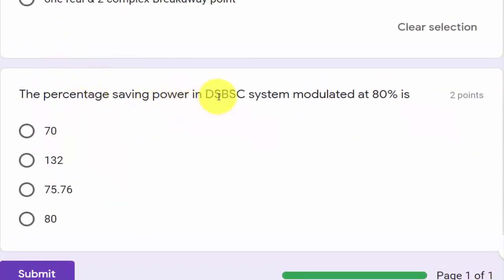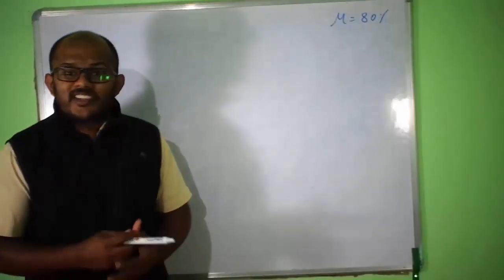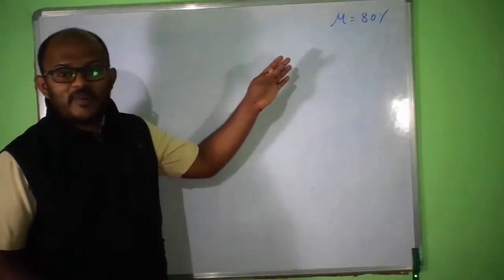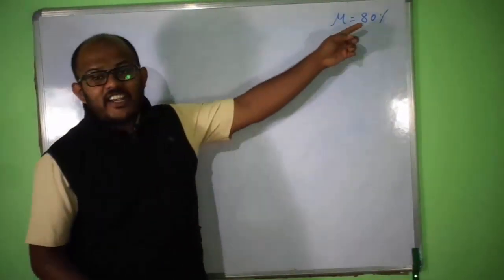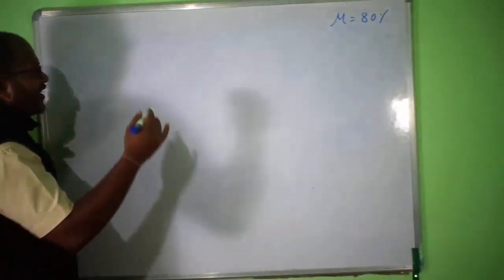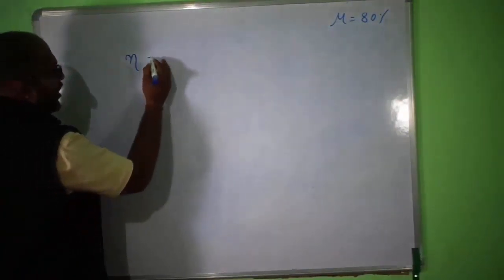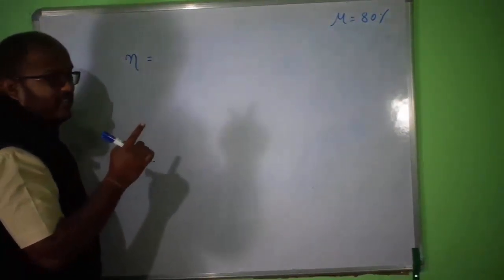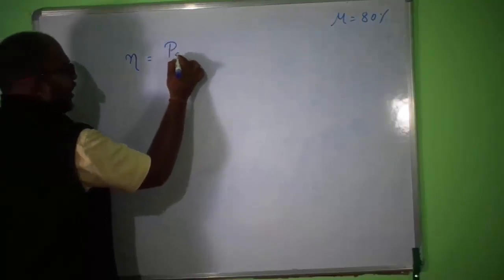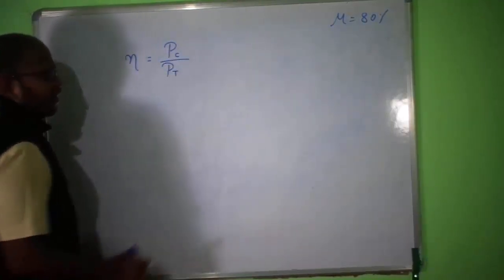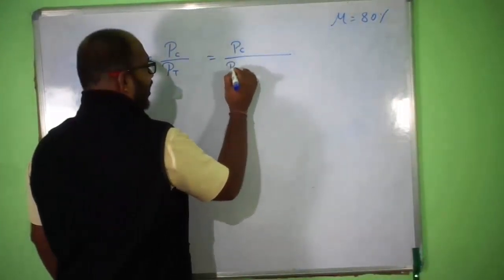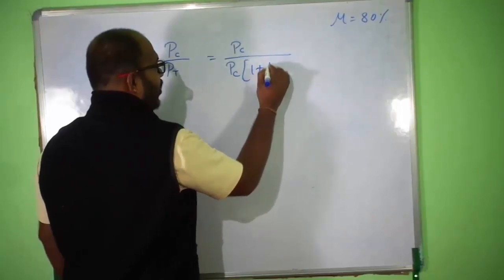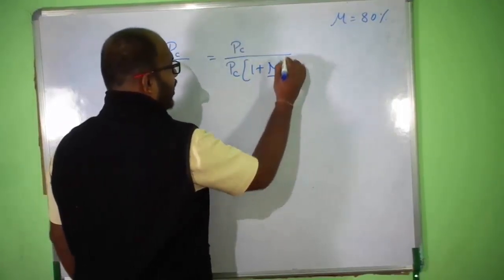The percentage saving power in the case of DSBSC system modulated at 80% is. So in this question what they are asking is, we have to find the percentage saving power in the case of DSBSC. The modulation index they have given is 80%. Now what is percentage saving? That is efficiency, which is equal to, in the case of DSBSC you are going to save the carrier power divided by the total power. What is total power? Which is equal to PC divided by, what is total power? PC into (1 plus mu square) whole divided by 2.